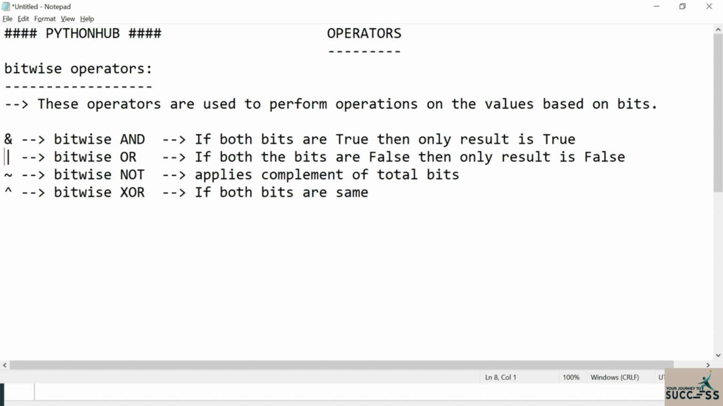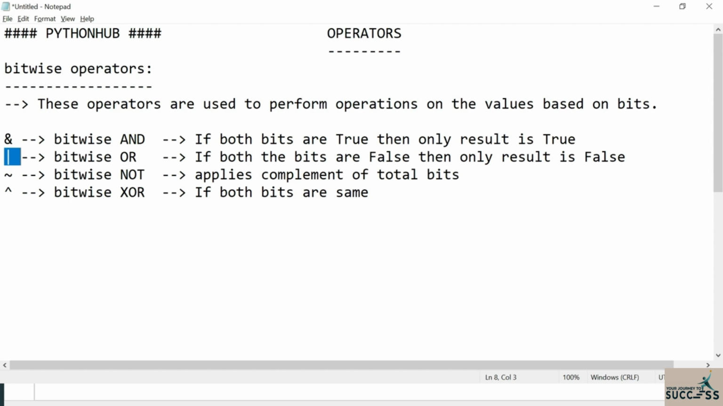Now the second one is OR. In bitwise OR, if both the bits are false, then only the result is false. In all other cases, the bitwise OR operator gives true.